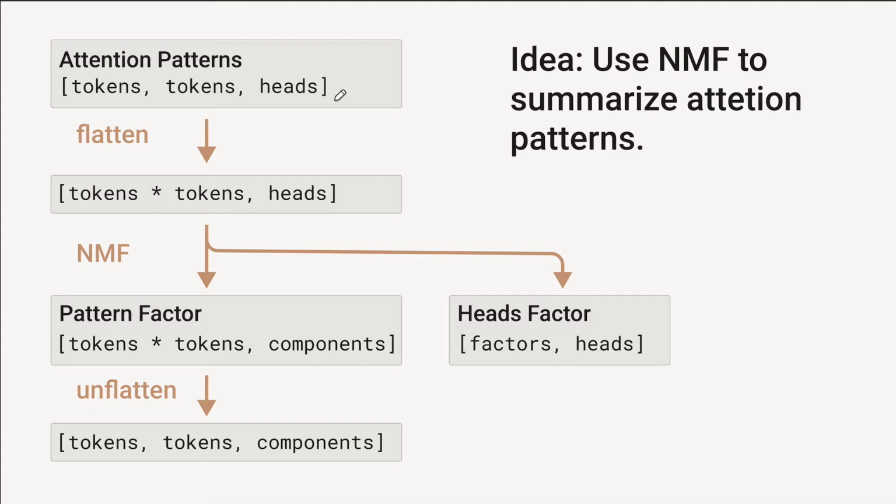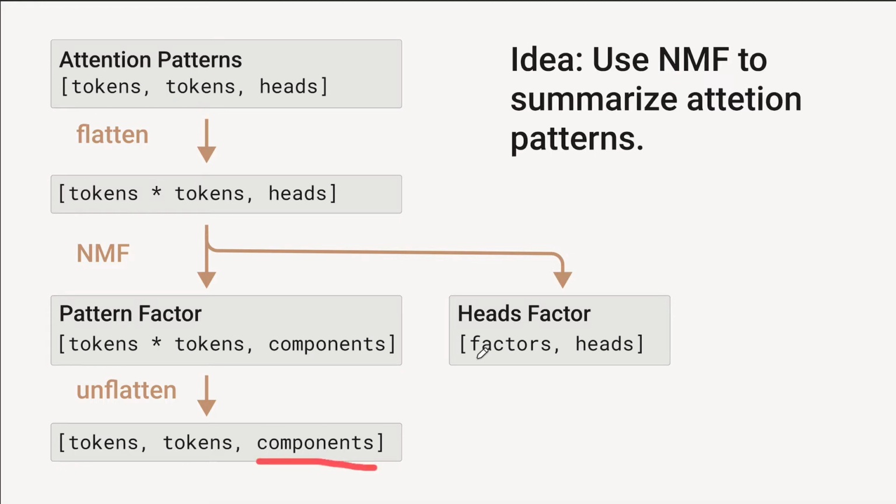It's a matrix factorization technique, not a tensor decomposition technique, at least on its face. And what we'll do is we'll flatten the two tokens dimensions into a single tokens squared dimension. And then we'll apply NMF. And NMF gives us two factors, the pattern factor and the heads factor. So the pattern factor is going to be tokens times tokens, and we'll unflatten that into a tokens by tokens by components tensor. So originally we have an attention pattern for each head, and rather than that, we have one for each component.